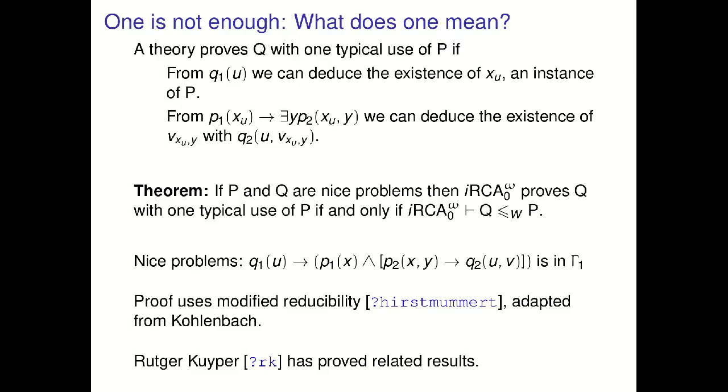So this is fishy. I said nice problems, what do I actually mean? It turns out that when you unwind the problems and look at the formulas, they need to be in this class Gamma 1. That's as much as I'm going to say about Gamma 1. The reason I need those in Gamma 1 is that the proof is based on results of Kohlenbach that use modified reducibility. I also want to give an ad here for work by Richard Kuiper, who's proved related results.